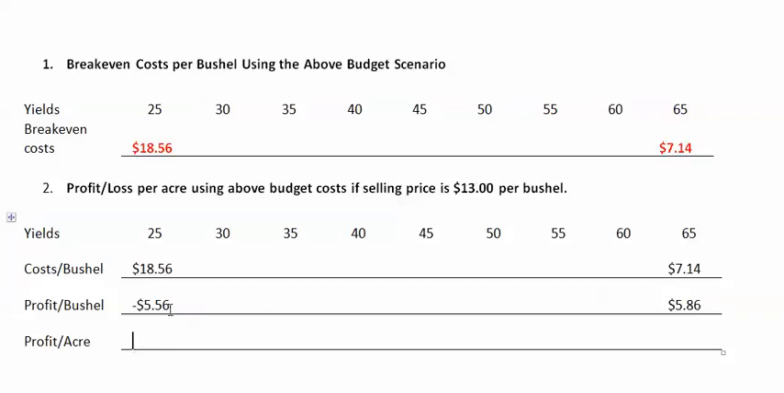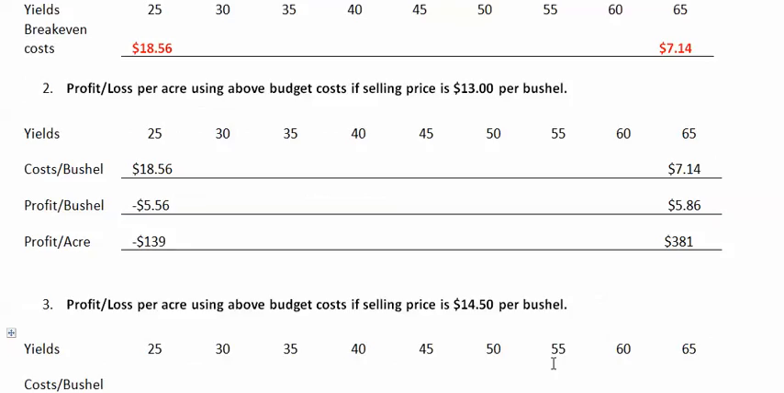Profit or loss per acre is found by taking our profit or loss per bushel times number of bushels. So $5.56 loss times 25 bushels is a loss of $139 even. Here we have a profit, $381. Huge variance in total profit per acre, as you can see.